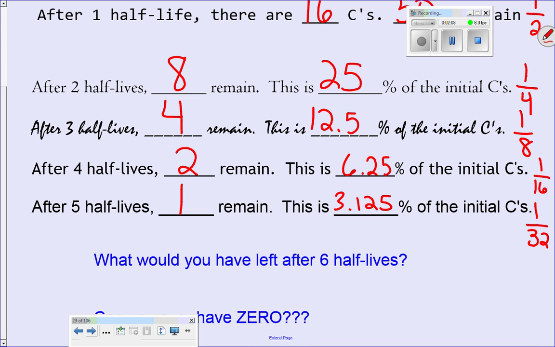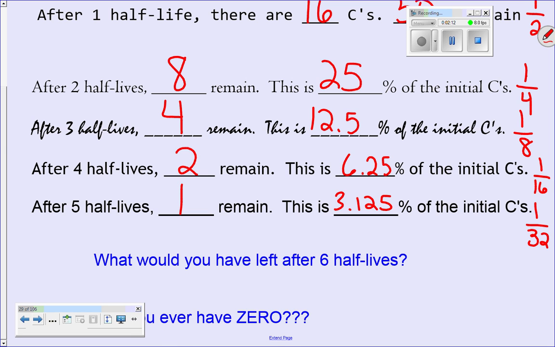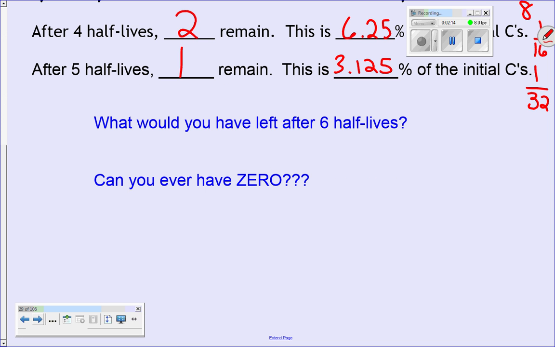What's important to keep in mind is if we went to a 6th half-life, we're not really going to 0 here. So we would actually go to 0.5 carbons. So do you really have half a carbon? Not exactly. But remember, these would be based on numbers like Avogadro's number, 6.02 times 10 to the 23rd particles.